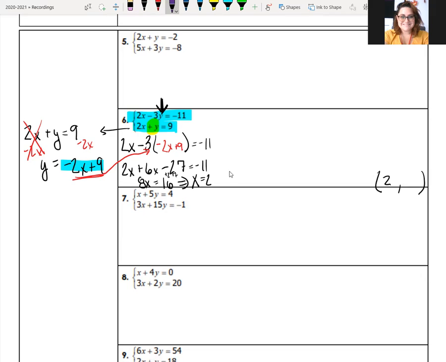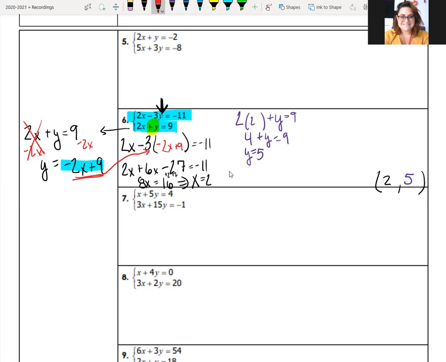So let's start with the second one. The second one's going to be a lot easier, again, because x or y is by itself, so we would have 2 times 2 plus y equals 9, which means we have 4 plus y equals 9, and a lot of us can fill in the blank from there. y will equal 5.